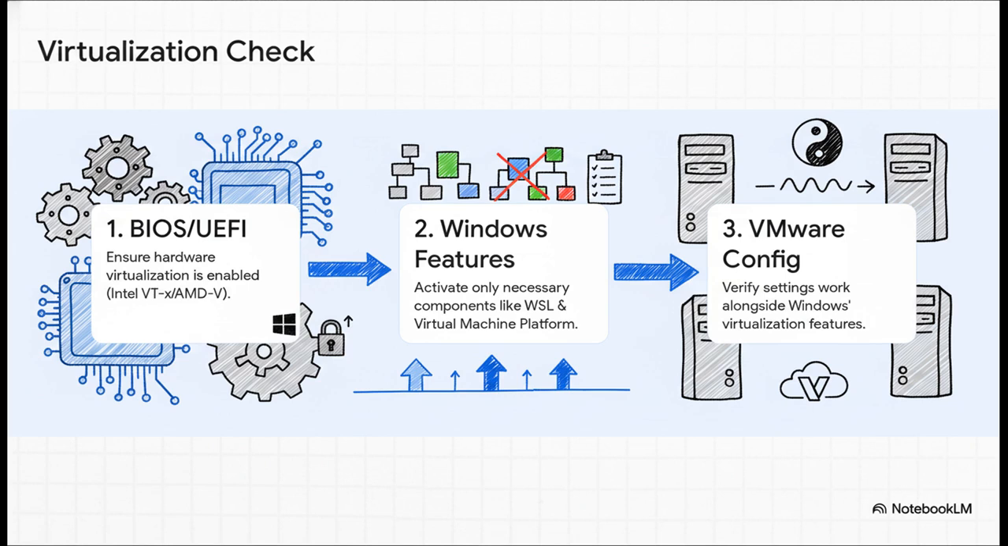Your job is to make sure these three things are clean and simple. First, virtualization is actually turned on in your BIOS. Second, you've only enabled the Windows features you absolutely need, nothing extra. And third, VMware is configured to play nice with all of it.